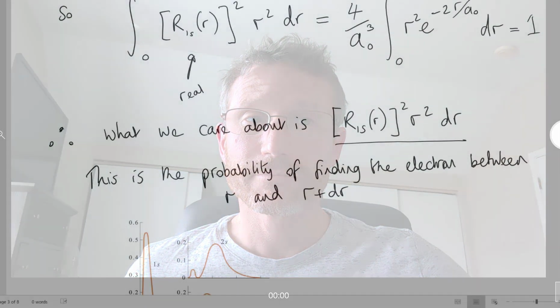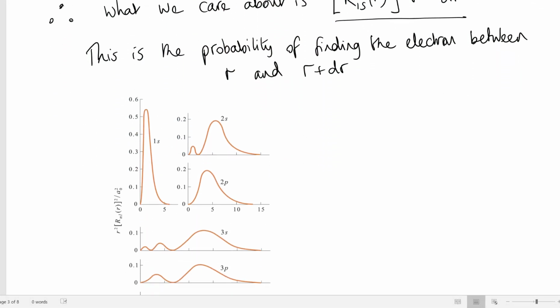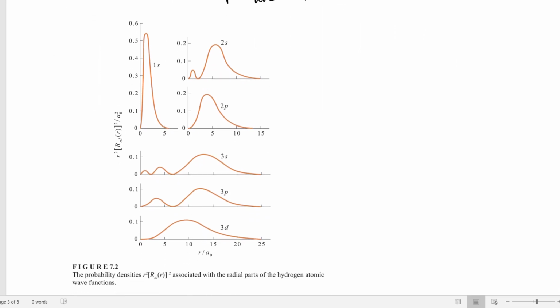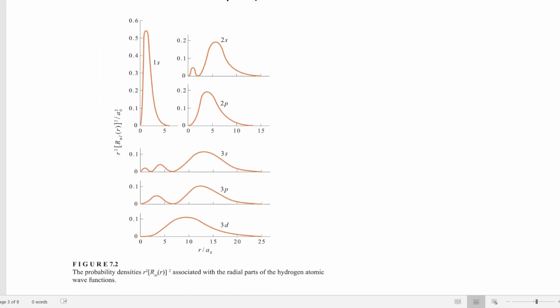And welcome back, everyone. So let's take a look at those radial distribution functions as we continue to start to think about how we describe the orbitals and the wave functions, those solutions to the Schrödinger equation for the hydrogen atom. So here's a figure that's taken from the Macquarie textbook that we're using in our class.